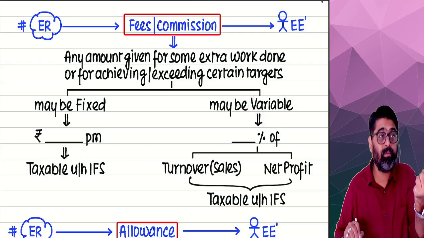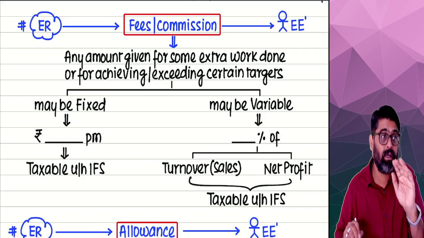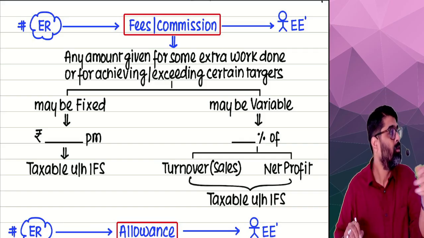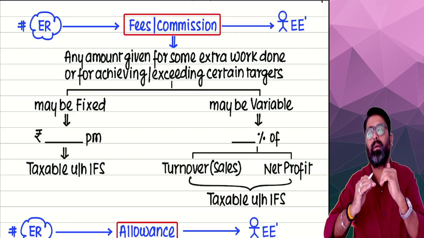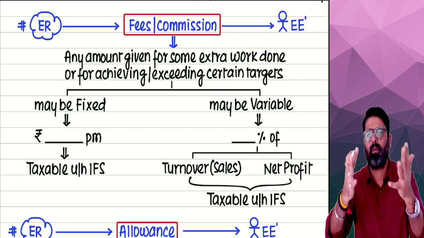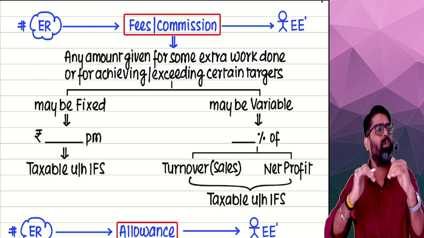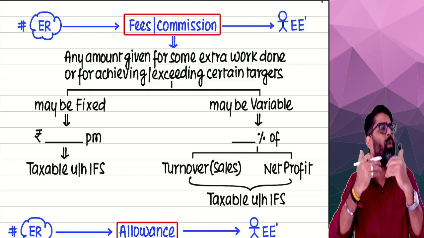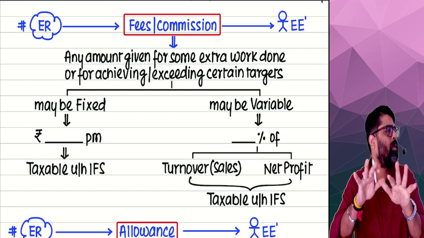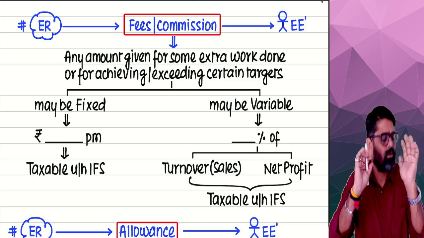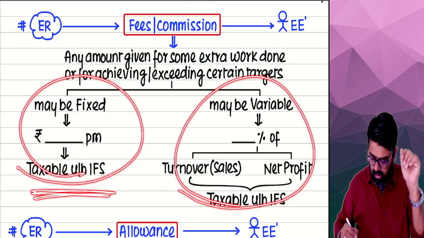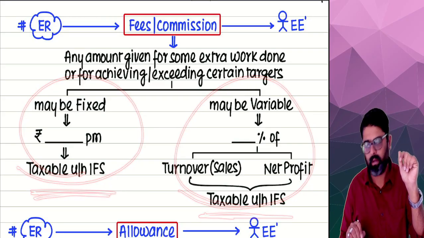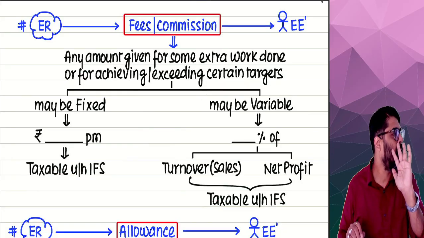In the fixed commission, the amount will not change. It will remain the same. So whether you are going to get fixed commission or variable commission will not make any difference. It is taxable on due or receipt basis, whichever is earlier. Whether this or this, it is always taxable under the head salary. But the difference is this. Getting my point?